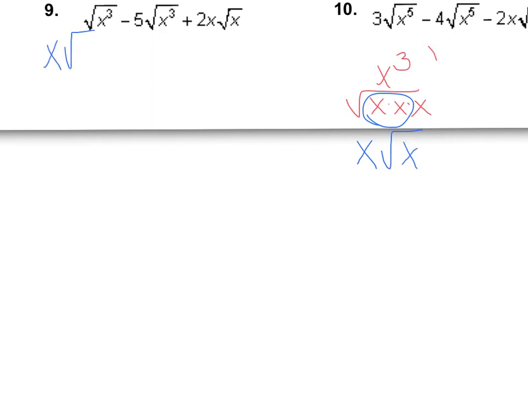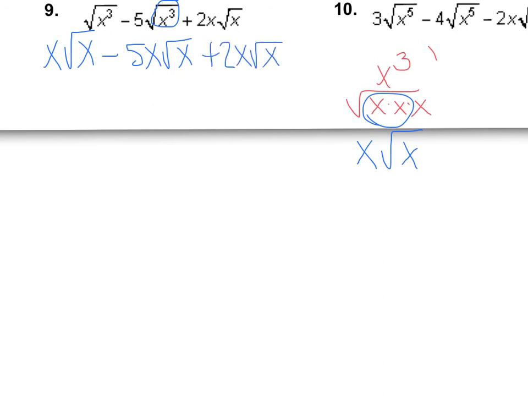So I have x square root of x minus, well, if this was also just the square root of x cubed, nothing else with it, it's also going to be x square root of x. I still have to have that 5 there because it was there to begin with, so I'm just going to leave it in front. Plus 2x square root of x.